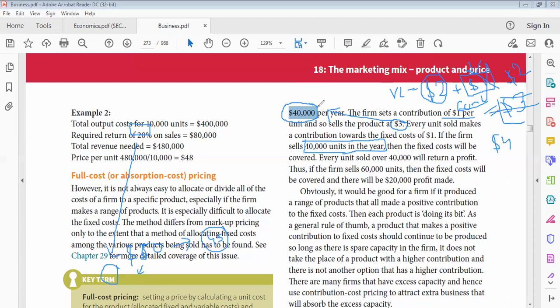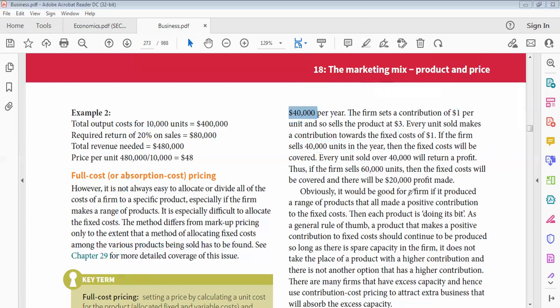And if you think that the price will be too high for the customers, in that case, maybe you decrease the contribution, and the customer will also be happy. They'll get a lower price. So this is called contribution pricing. Is it clear now?